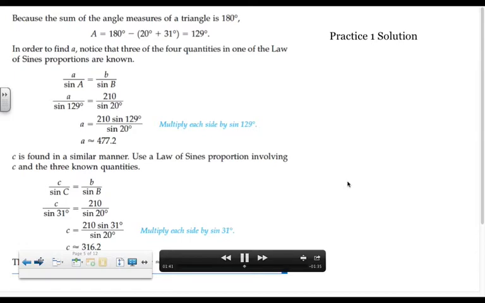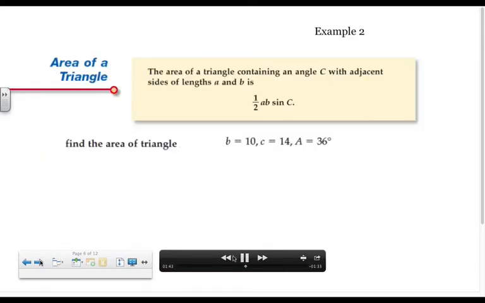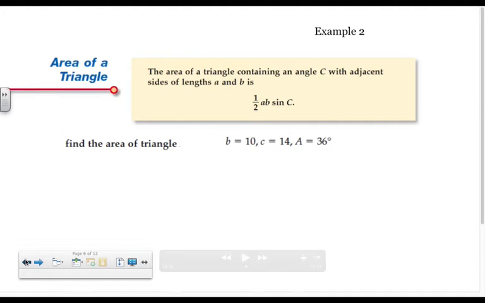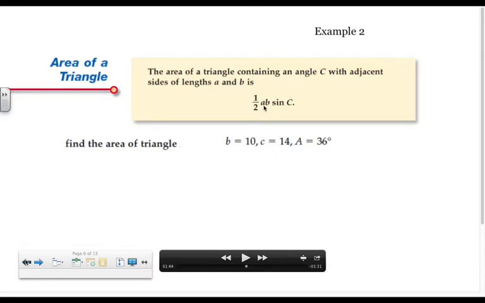Okay, so on to example 2. Finding the area of any triangle. There are 2 different formulas that we can use depending on what information is given. Notice here we're given 2 sides and an angle, and the angle is not the same as one of the sides, so it's a different variable. That's important. As long as you have this information, you can use this formula.